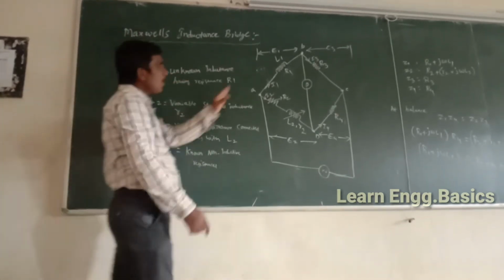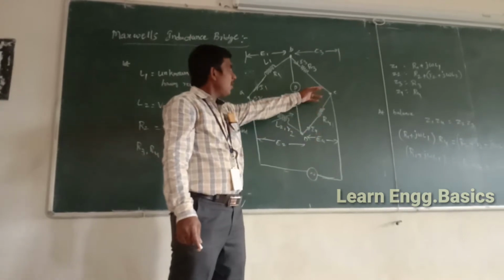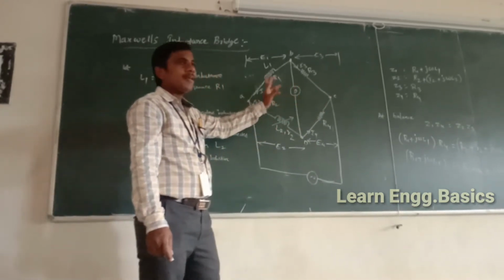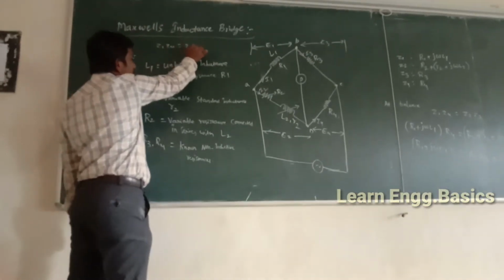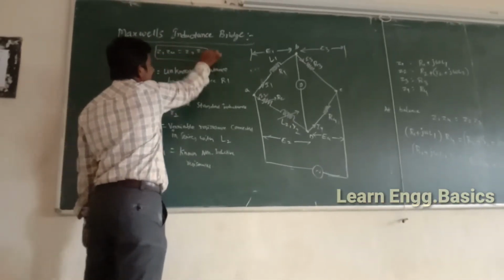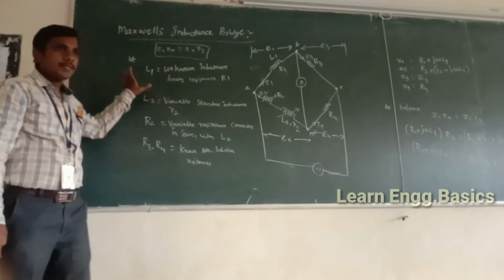The impedances of opposite arms must be equal to get balance. The products of the two pairs of opposite arms must be equal. That is Z1 Z4 equal to Z2 Z3. This is the bridge balance equation for the AC bridge.